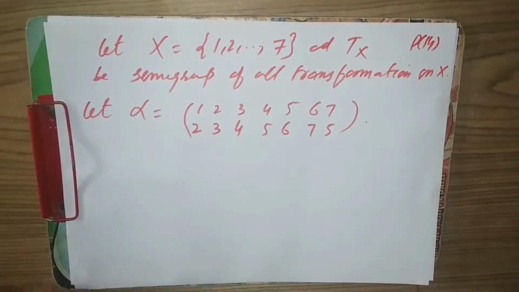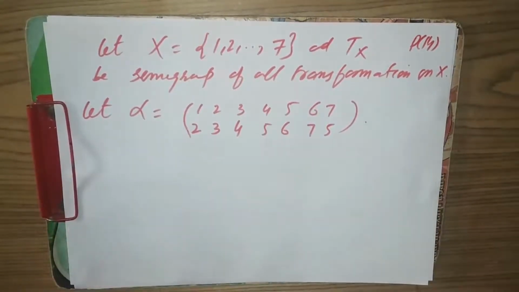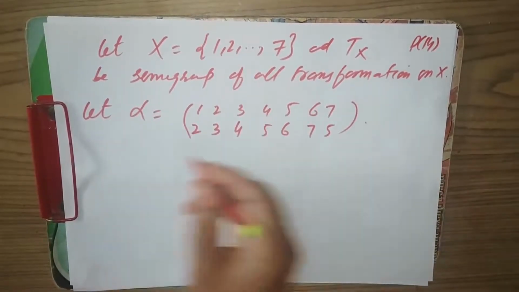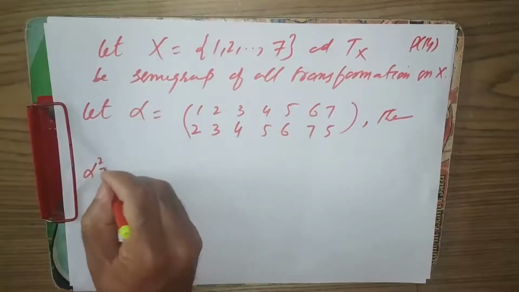It's the two-row representation. In the case of permutation groups, we have two-row notation, so the same we use here, the two-row notation of transformations on X. Then one can easily calculate the composition of mappings.